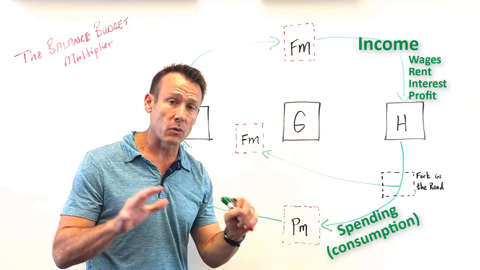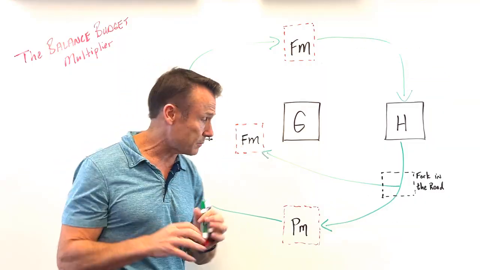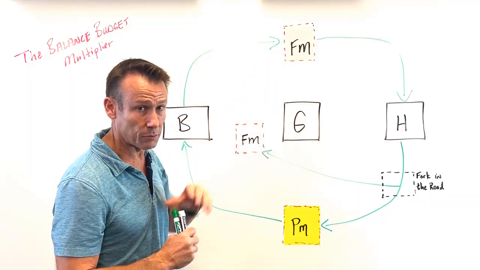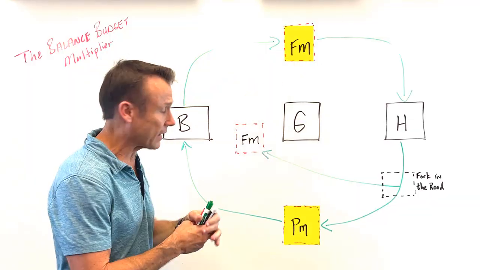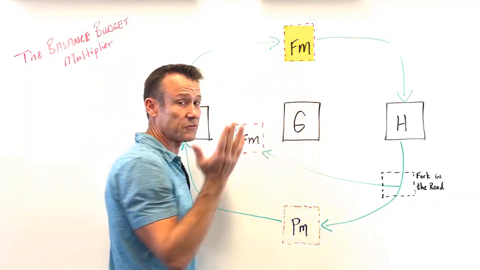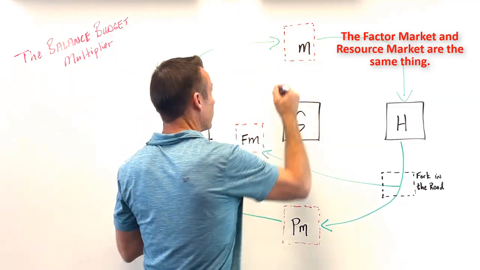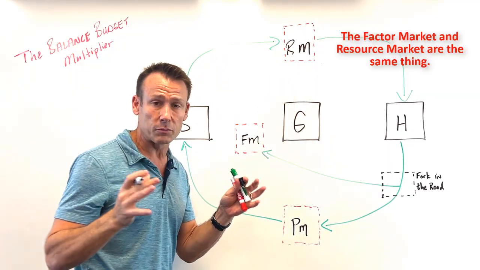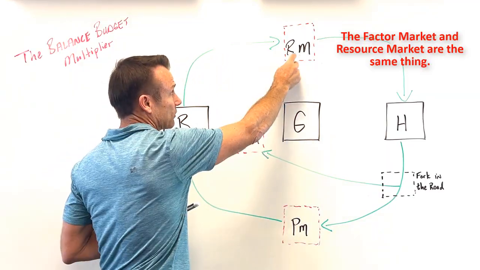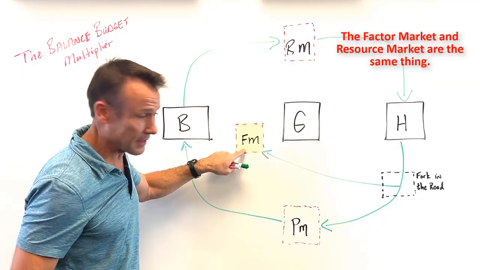The main components of our circular flow economy are the product market and the resource market, the factor market, okay? I can change that to an R, so that works. I generally go with the resource market, okay? They're one and the same. The resource market is the factor market. Why do I like to go with the resource market? Because that's the financial market.